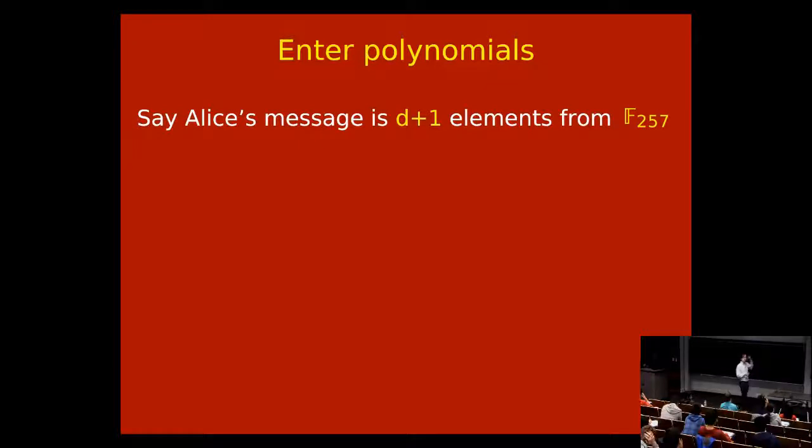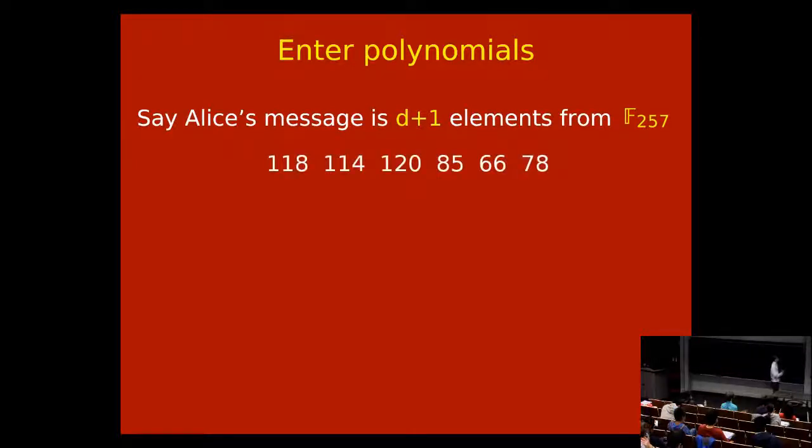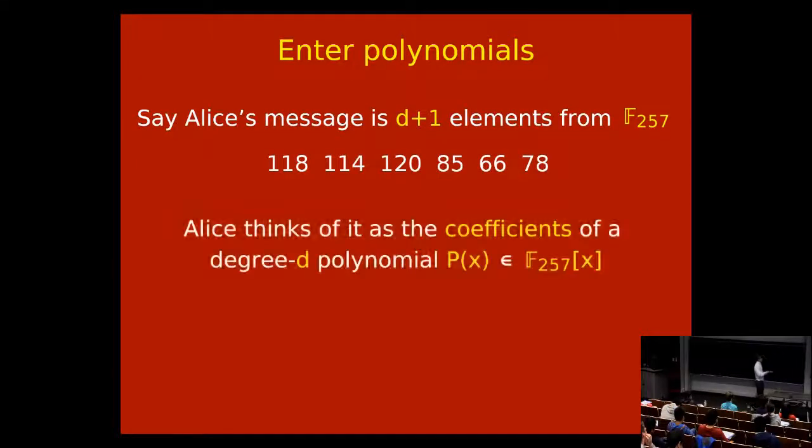You know, the numbers mod 257. Okay, and she wants to encode it in such a way, not blowing it up to too much longer of a string, so that Bob can recover even if there are up to k erasures. Let's say that's her message, so d is 5.